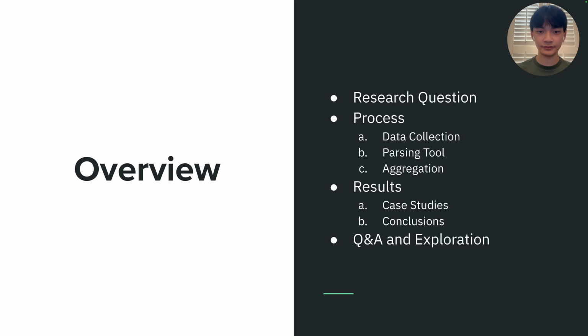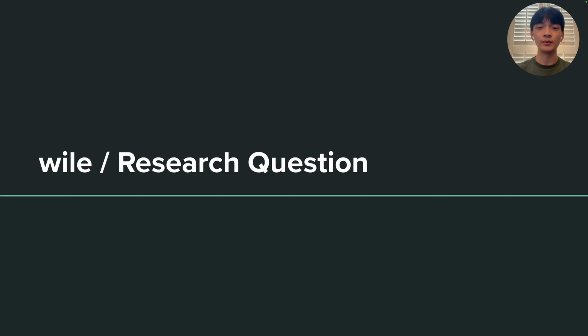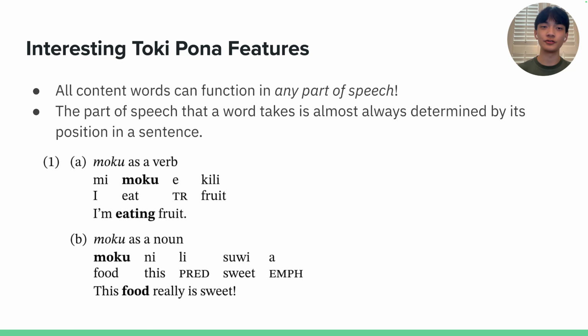All right. Number one la, wile. So there are a few interesting Toki Pona features that I wanted to look at. So first of all content words can function in any part of speech. And we know that the part of speech that a word takes is almost always determined by its position in a sentence, right? So in this first sentence, we have moku as a verb.